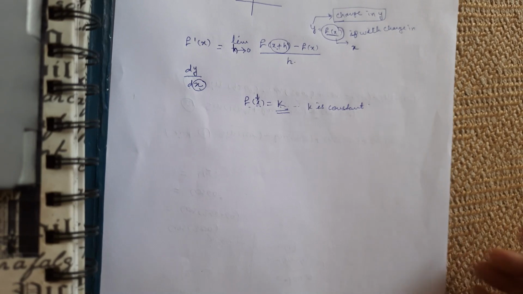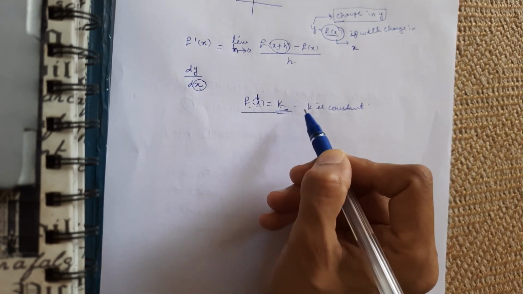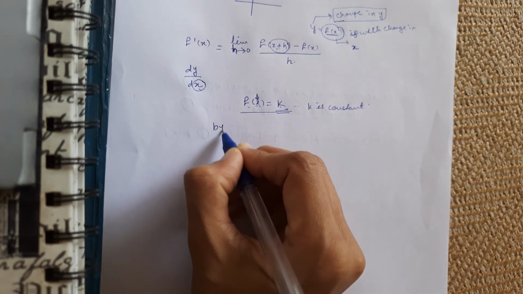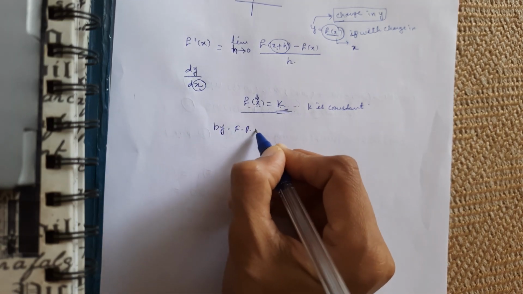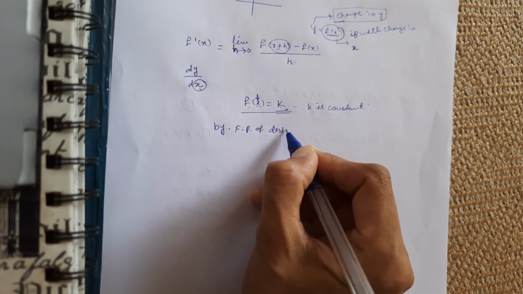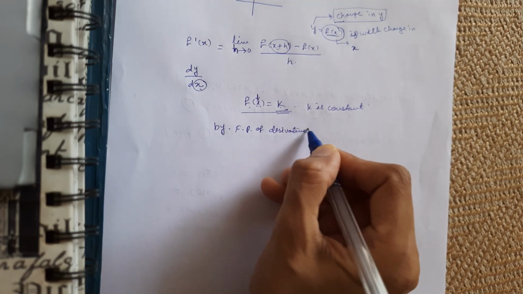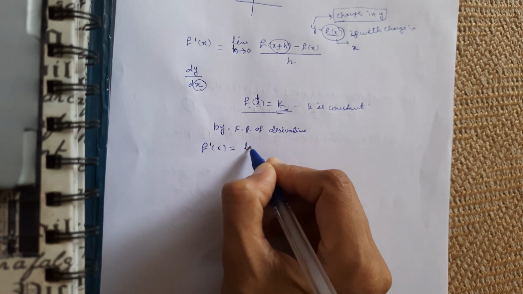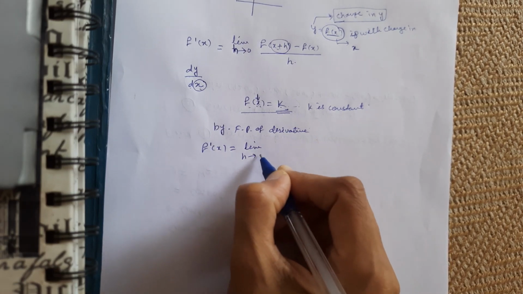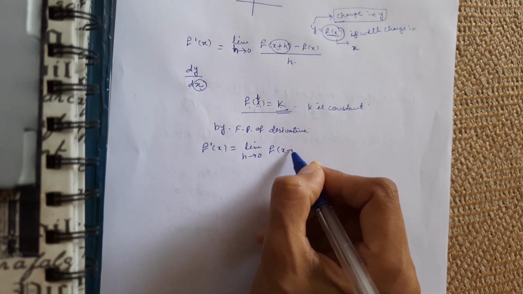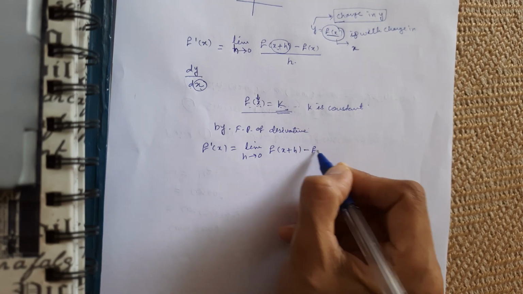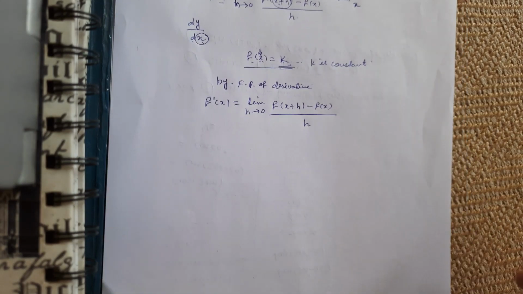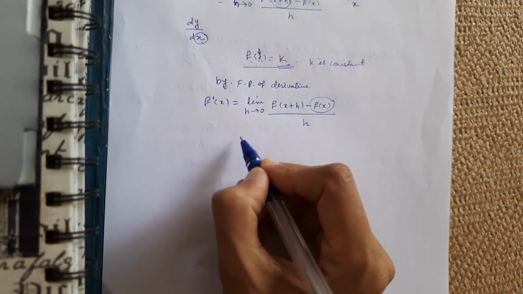Now I want to calculate the derivative of this constant function, k. How am I going to calculate? By the first principle of derivative. By the first principle of derivative, this f dash of x equal to limit h tends to 0, f of x plus h minus f of x upon h. This is the formula, equation 1.